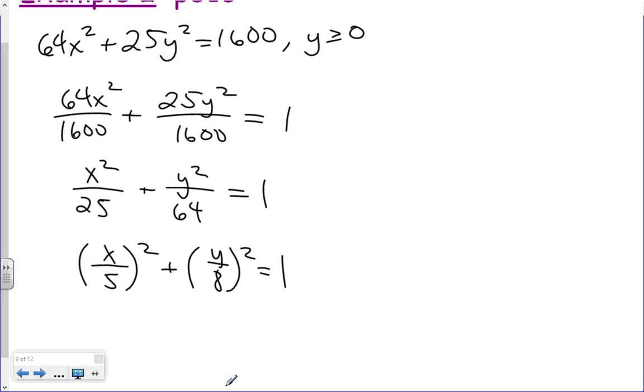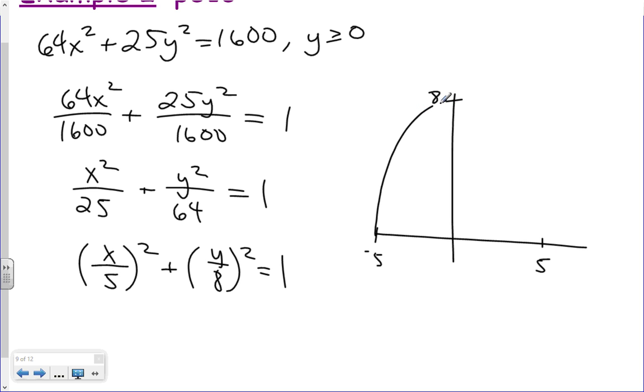All right, so this is in fact an ellipse. It's centered at the origin. It's got an x dilation or an x radius of 5 and a y dilation or a y radius of 8. So we can sketch that then. We'll sketch that over here on the side. So that's -5, and we'll put +5 here. We'll say this is 8 up here. So we have this semi-ellipse. It's the top half of this because we're saying y is greater than or equal to 0. So there's our sketch of this semi-ellipse.